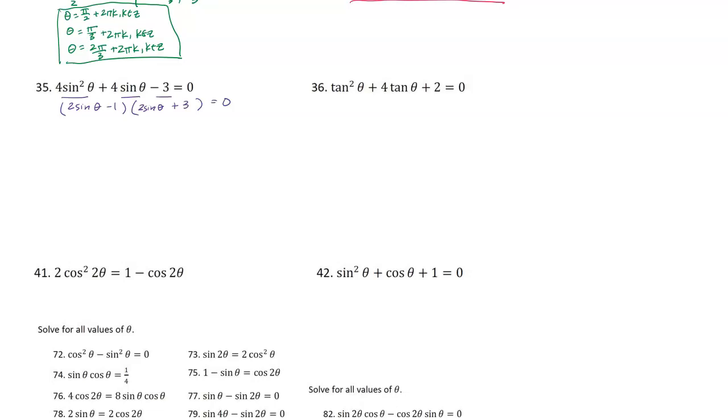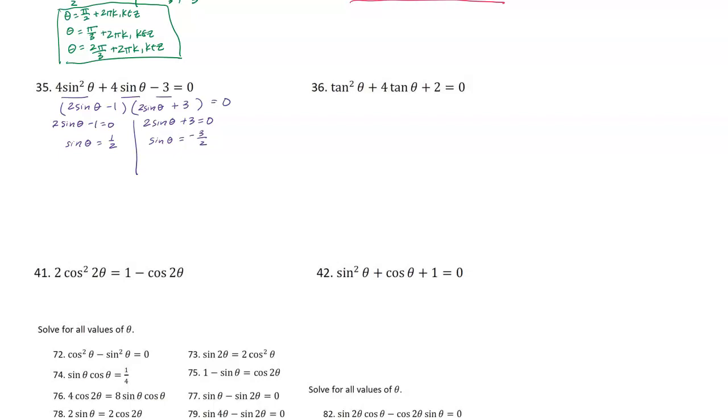That does not give you a 4. Yes, it does. 6 minus 2. And then you get 2 sine of theta minus 1 equals 0, and 2 sine of theta plus 3 equals 0. So you get sine of theta equals 1/2, and sine of theta equals negative 3 over 2.